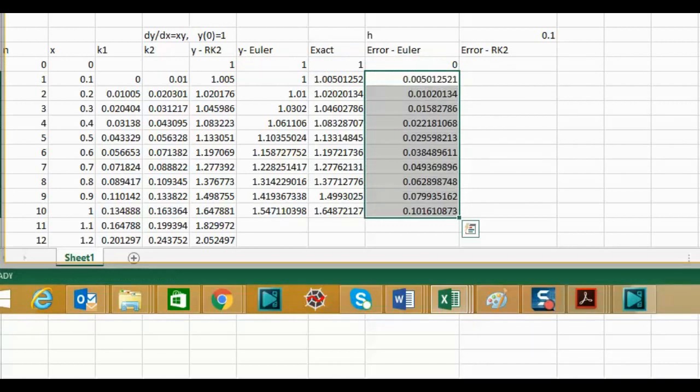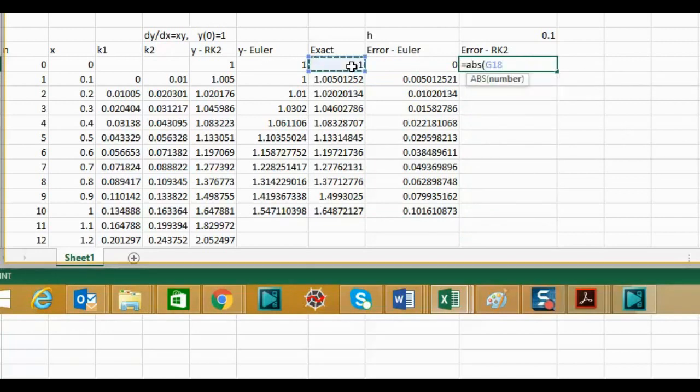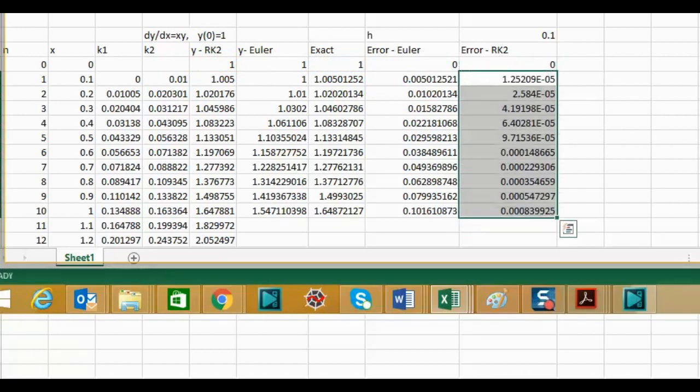We've got our error there. Okay, that looks about right. And here, we'll do the same thing, but this time the exact minus Runge-Kutta second order. So let's do that, and that gives us the error here for Runge-Kutta second order. Now you'll see a marked difference between these.